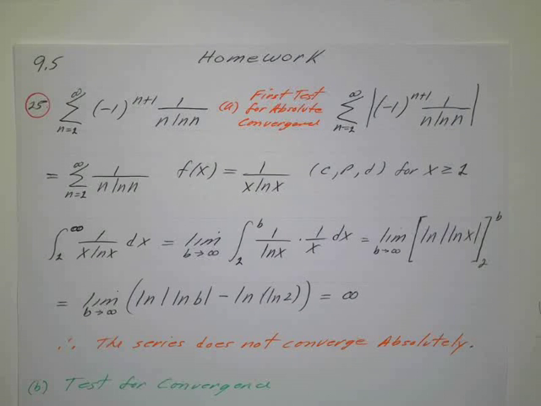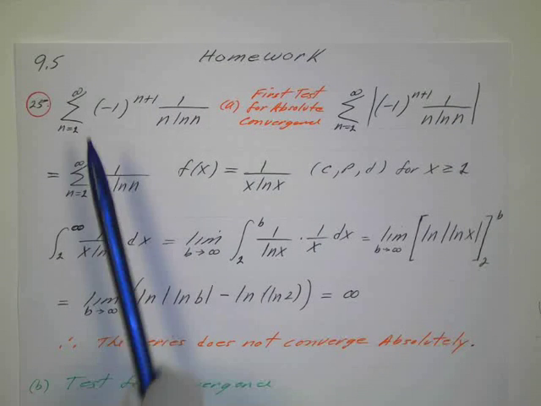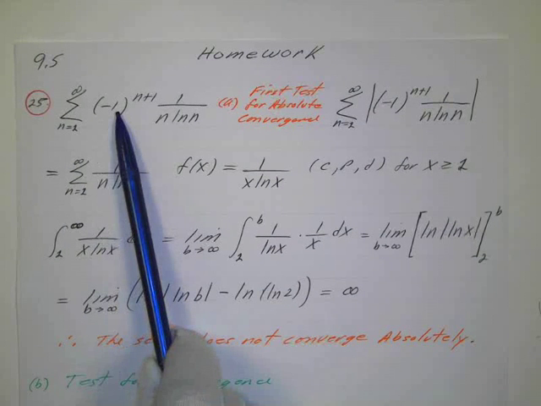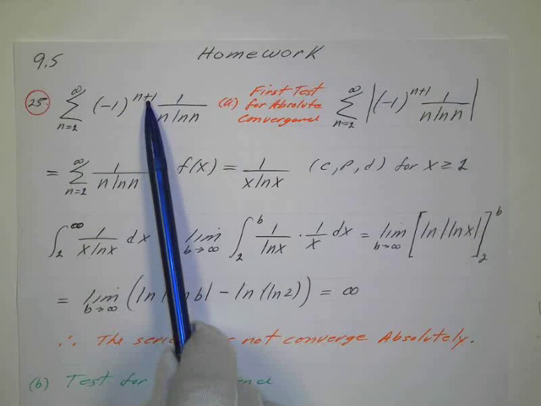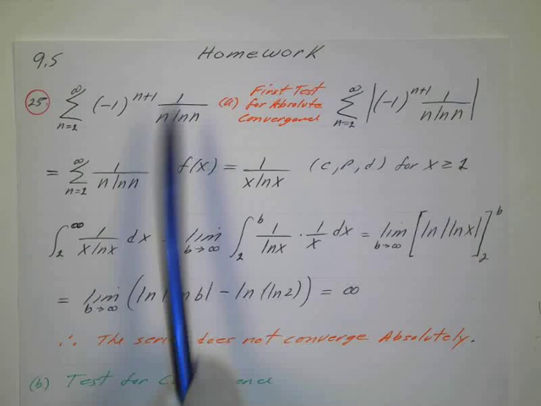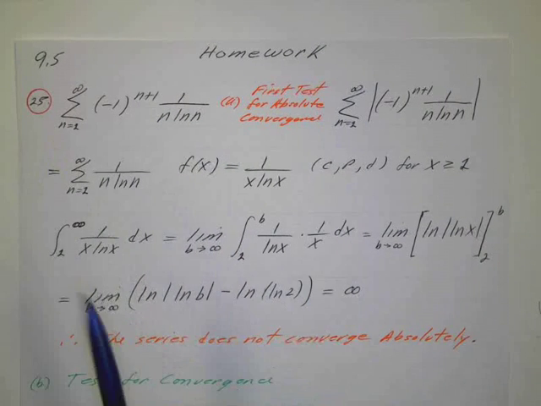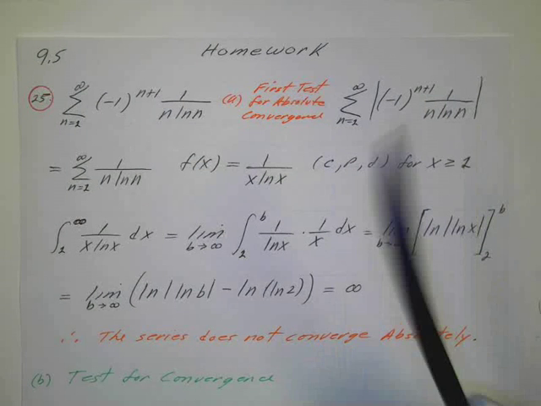Okay, so more of 9.5, and this is number 25, and this is our series, and it looks like it's an alternating series, doesn't it? Negative 1 to the n plus 1 over n times the natural log of n. So first of all, test for absolute convergence, because if it's absolute, then we're home free.